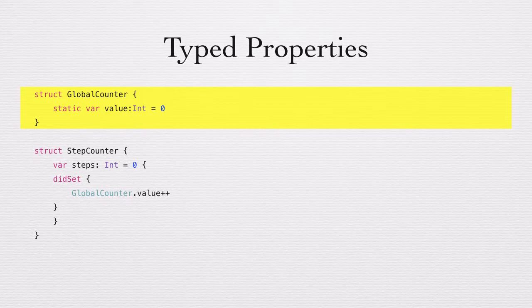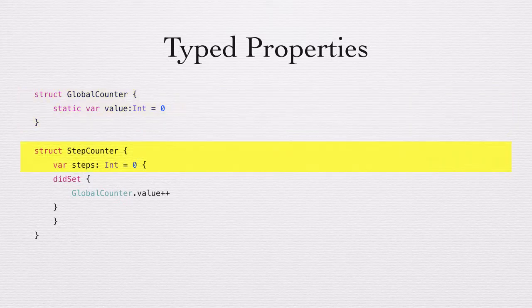The global counter structure declares a variable called value of type integer with an initial value of 0. Note that we have prefixed the declaration with the static keyword. This variable is now available to any other code without creating an instance of global counter structure.